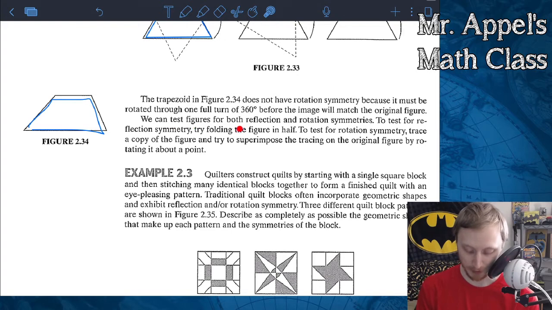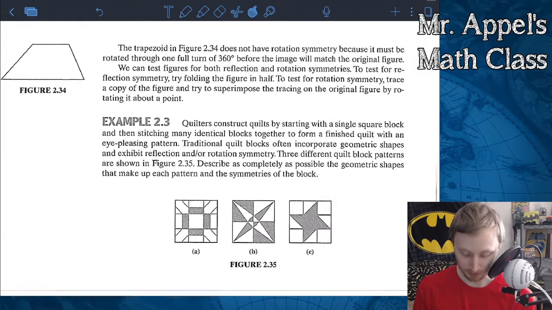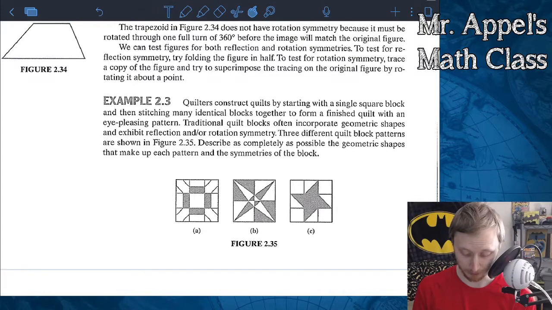We can test figures for both reflection and rotation symmetries. To test for reflection symmetry, try folding the figure in half. To test for rotation symmetry, trace a copy of the figure and try to superimpose the tracing on the original figure by rotating it about a point. Okay? Again, they rely on a physical element, and I understand that can be a little tough to do digitally in all mediums.